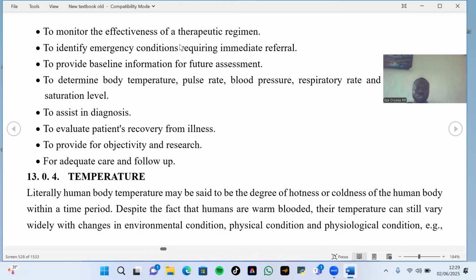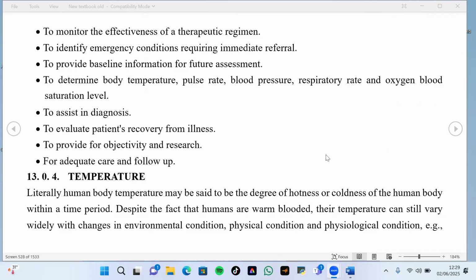to monitor the effectiveness of a therapeutic regimen, to identify emergency conditions requiring immediate referral, to provide baseline information for future assessment, to determine body temperature, pulse rates, blood pressure, respiratory rates, and oxygen blood saturation level. That's for pulse oximetry. To assist in diagnosis, to evaluate patient recovery from illness, to provide for objectivity and research, for adequate care and follow-up. We've looked at temperature and how it usually comes about.